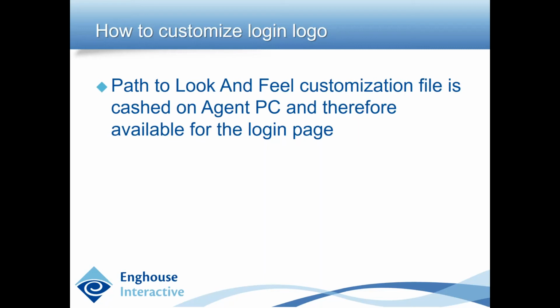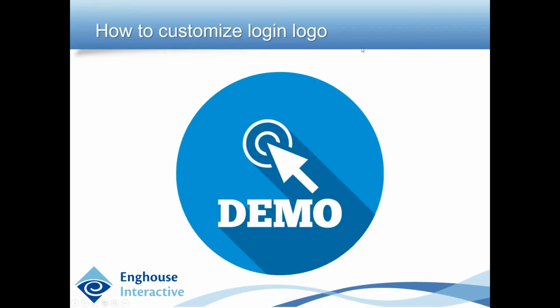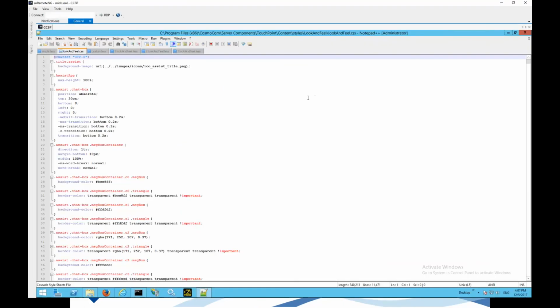So the way we do that is that we are caching the link to the customization file every time an agent logs in, and by default we present the customization according to this when you open the login screen. If you change it, it will change. It's just a link to the customization file. So this is how we can customize the login screen. Let's have a look at how I can do that.